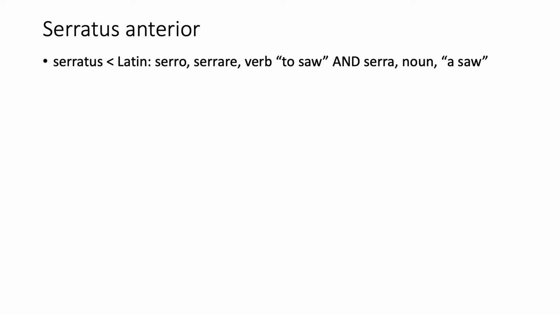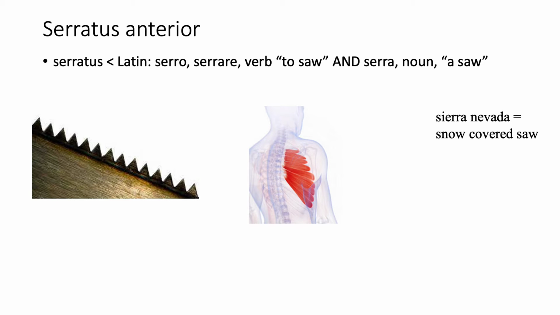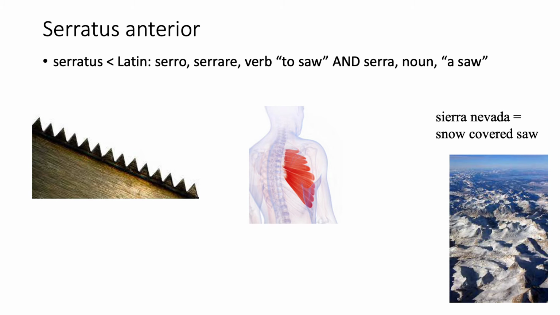The serratus anterior comes from the word for saw in Latin. The verb is sero and the noun is sera, and you can see from the sawtooth appearance why they thought the serratus anterior, which also had a sawtooth appearance, a serrated appearance, should be called the serratus muscle. And we still use that word when we talk about the Sierra Nevada, which is a sawtooth mountain range covered with snow, which is Nevada.